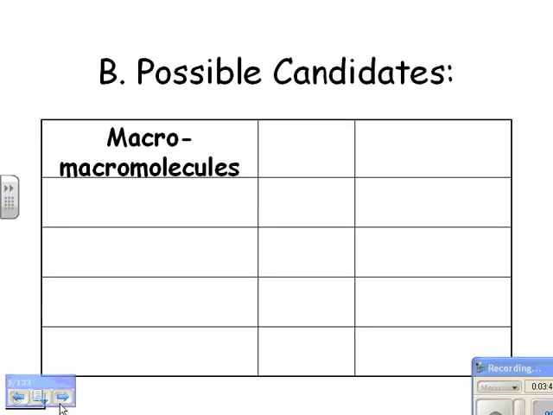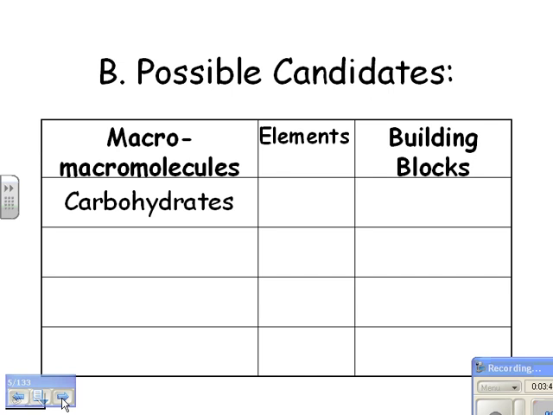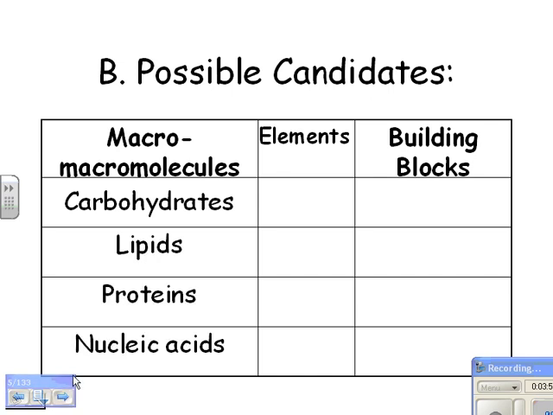And so here are the possible candidates. The macromolecules are the ones that you learned in September, and you learned their elements and their building blocks. So the macromolecules are carbohydrates, lipids, proteins, and nucleic acids. So scientists knew it would have to be one of these because these are the major molecules in the body. The elements for carbohydrates, carbo is carbon, and hydrate would be water. So CHO, and if you remember the ratio, it's CH2O. The building blocks for carbs are monosaccharides. Okay, so the lipids are CHO.